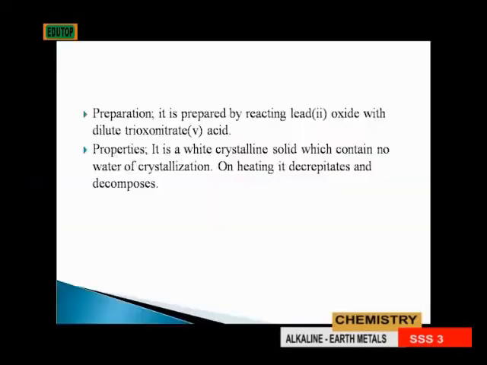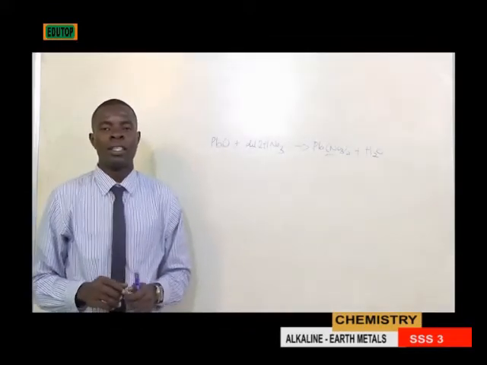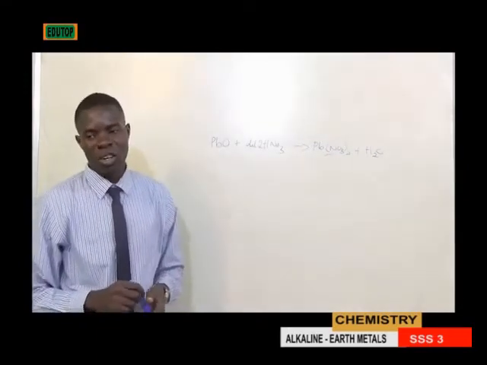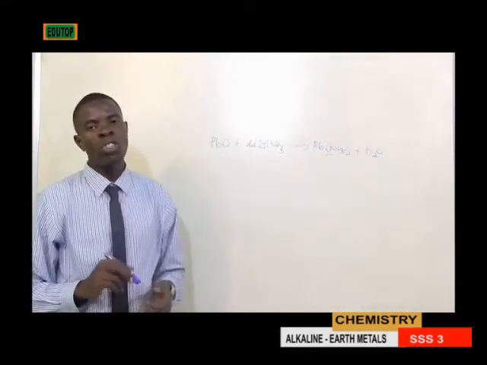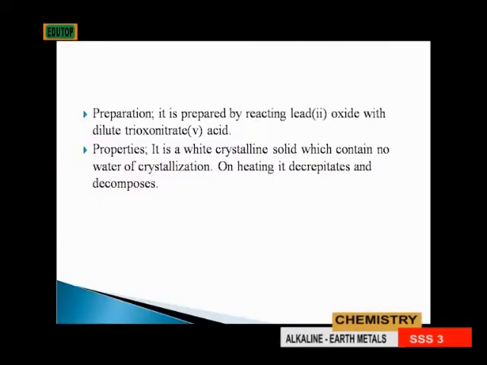Properties. It is a white crystalline solid which contains no water of crystallization. It should be noted that one of the compounds of lead that does not contain water of crystallization is lead 2 trioxonitrate 5 salt. On heating, it decrepitates and decomposes.